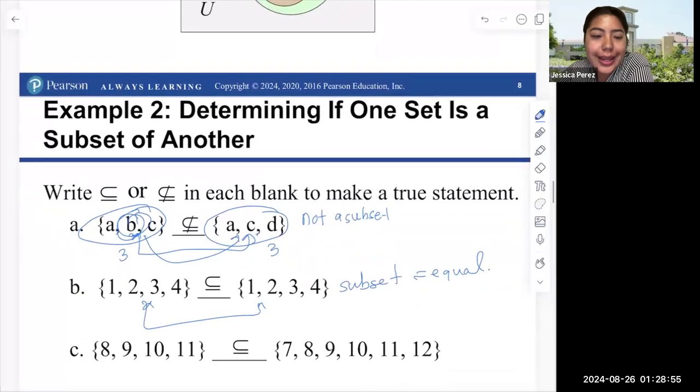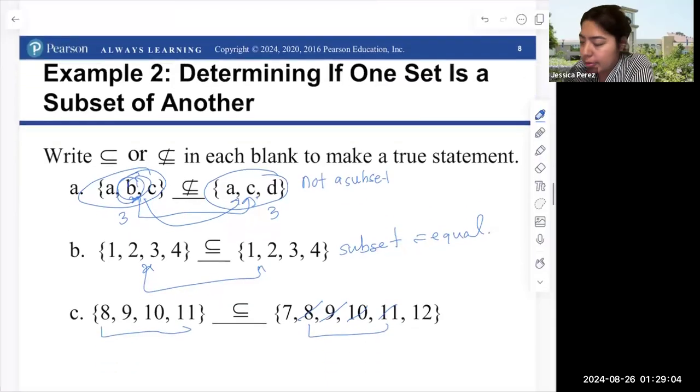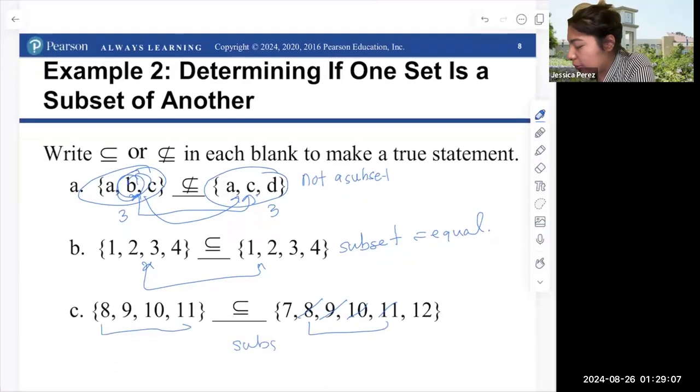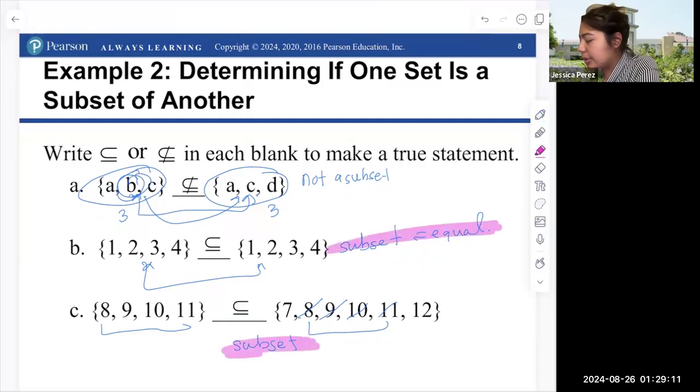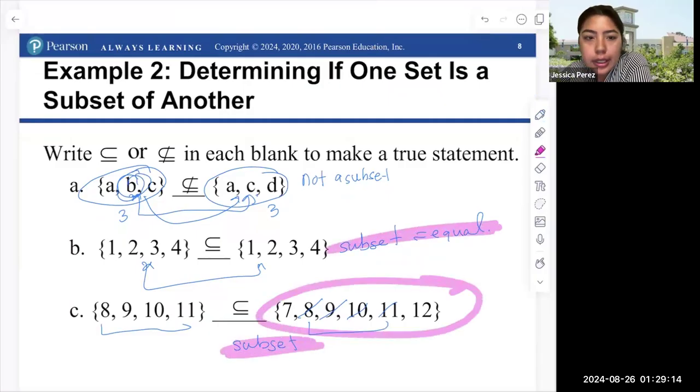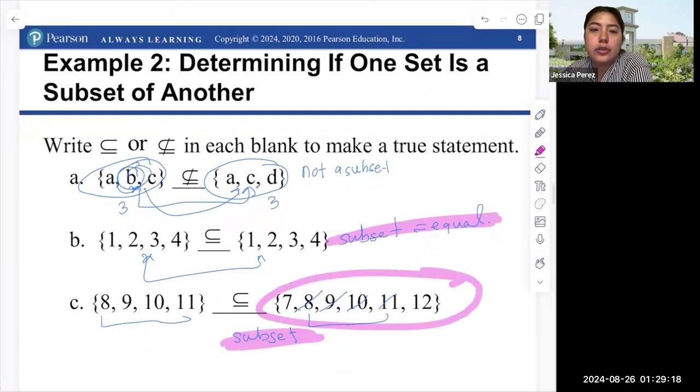Now let's look at this one: 8, 9, 10, 11 and 8, 9, 10, 11. Yes. See how the first one's smaller? This is also a subset. So there are 2 types of subsets: a subset that can be equal, or a subset where the next one is bigger. So we want to study these types. A subset can be the same set, or just a piece of it.